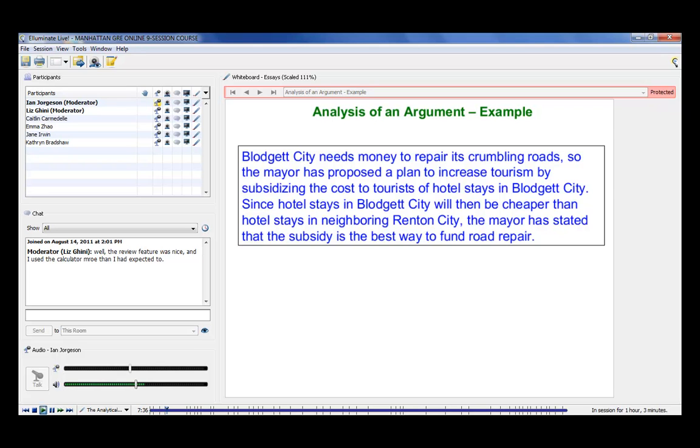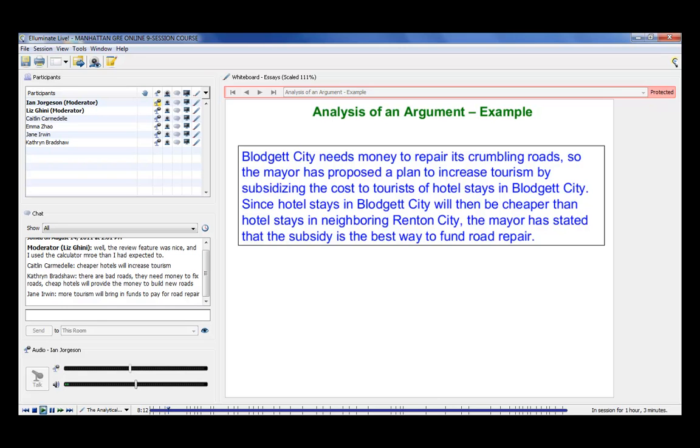Okay, what do you think is the main point, the conclusion? What does the author want us to believe? Or perhaps in this case, what does the mayor want us to believe? Okay, cheaper hotels will increase tourism. Specifically, though, what's the mayor telling us? Yeah, I think that's what the mayor is trying to say, but be real specific. What's the actual, literal, word-for-word conclusion the mayor's making?